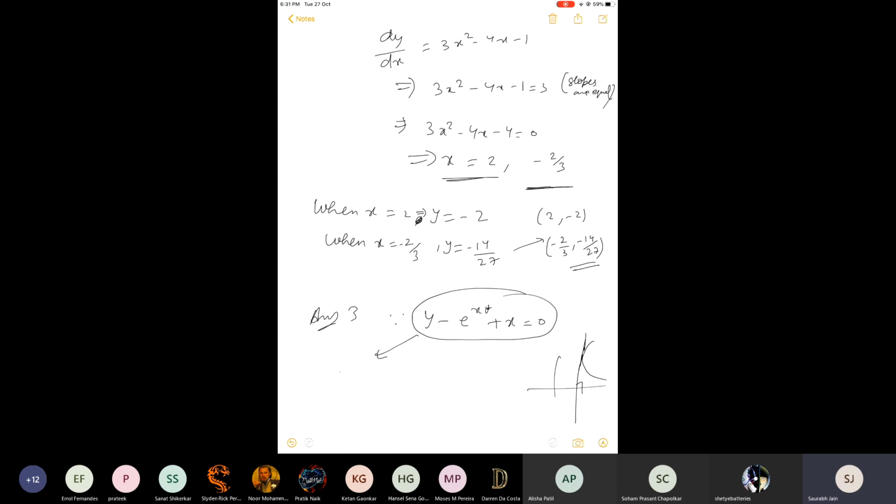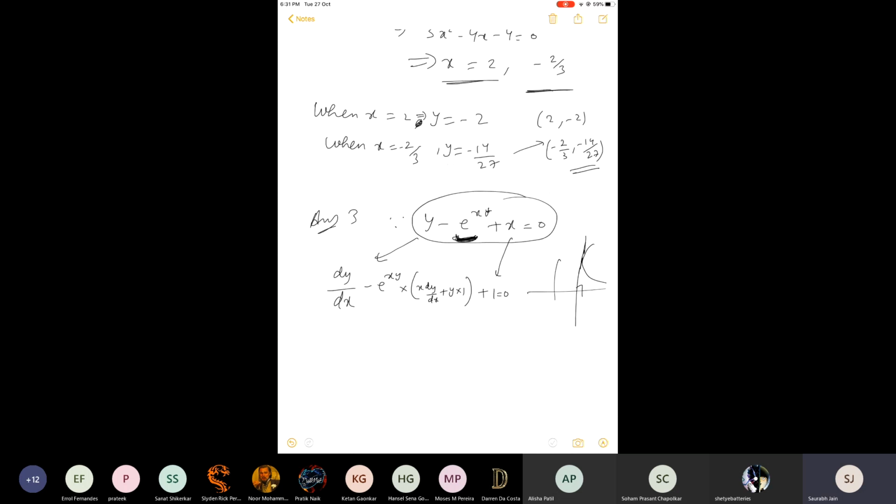Alright, so dy by dx. With the help of this question, I will tell you one important thing. So dy by dx minus, here we will use the chain rule. Differentiation of e to the power anything is e to the power that, then into, now we will differentiate x into y. Taking x as constant, differentiation of y, taking y as constant, differentiation of x. Then differentiation of x from here, that is 1.